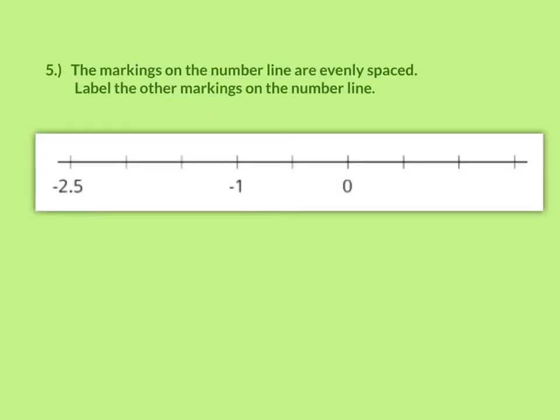The markings on the number line are evenly spaced. Label the other markings on the number line. Okay. Well, I know from 0 to -1, this is the halfway point. So halfway between 0 and -1 would be -0.5. If we continue, by 5/10, this would be -1.5. This would be -2, and that works nicely because there's my -2.5. And now I need to go in the other direction on the number line, which means they're all positive. So this would be 0.5, 1, and 1.5.